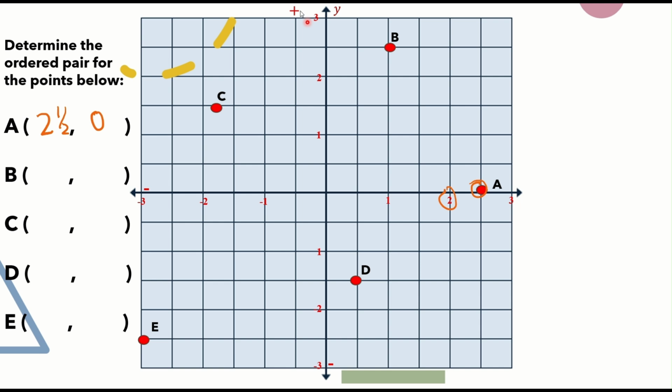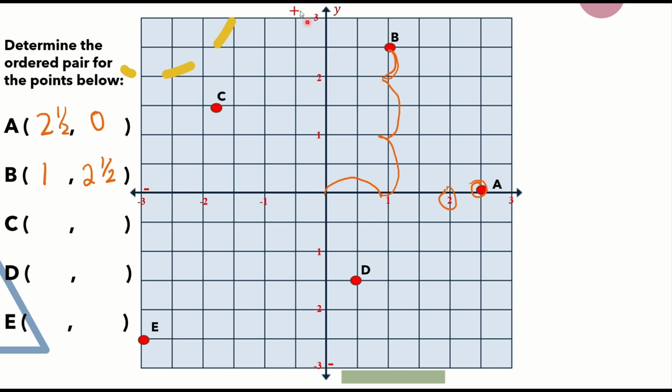Let's continue. Let's look at B. I went over 1, and up 2 1/2. So in this case, it'll be a positive 1 and a positive 2 1/2.